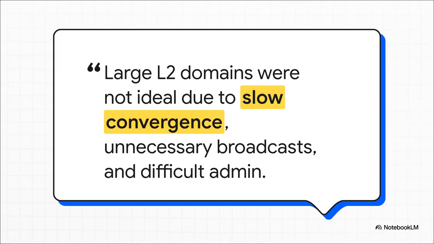And the pain points were real. Slow convergence. That just means if a cable got unplugged, the network would take forever to figure out a new route, causing outages. Unnecessary broadcasts. Think of that as network-wide spam, just flooding every single device with traffic it didn't need. It all added up to a system that was fragile, inefficient, and an absolute nightmare to manage.